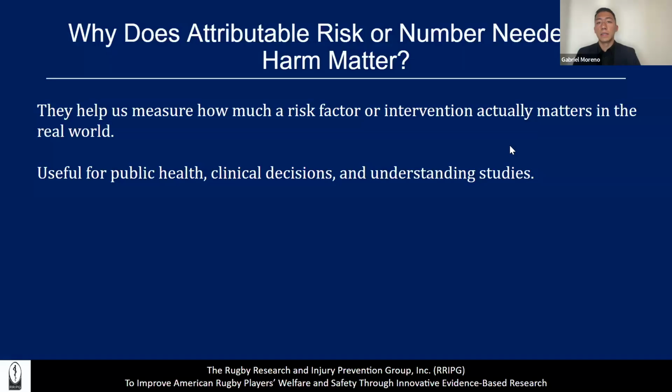So let's begin. Before I start, I want to give a brief introduction as to why this matters. Why does attributable risk or number needed to harm matter? The reason is because they help us measure how much of a risk factor, or how much an intervention, let's say a vaccine or protective gear in rugby, actually influences the results that we get in the real world. This could be useful for public health, for epidemiology, for clinical decisions, and to help us understand studies when we see this vocabulary come up in different charts and diagrams that we'll see.